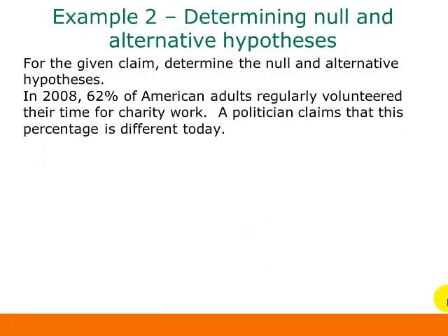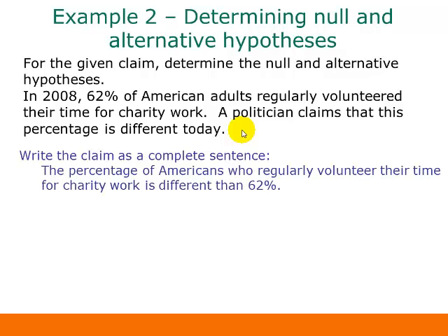Here's another example. In 2008, 62% of American adults regularly volunteered their time for charity work. The politician claims that this percentage is different today. So first, again, we'll write our claim as a complete sentence. That is, the percentage of Americans who regularly volunteer their time for charity work is different than 62%.